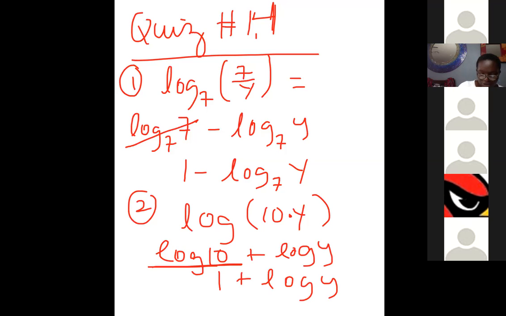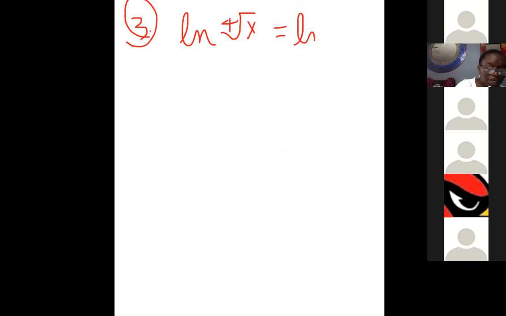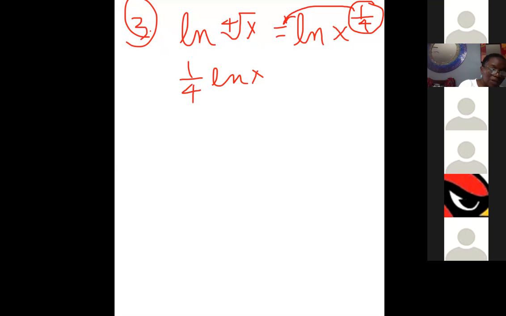All right, guys. Number 3. For number 3, natural log of the 4th root of x. Now, for this particular problem, most of the time, when you encounter radicals, guys, you have to convert them to a fraction or exponent. So this one would be natural log of x raised to the 1/4 power. So now you have a power. Remember the rule, the powers become coefficients of the log. So the answer for this one would be 1/4 natural log x.